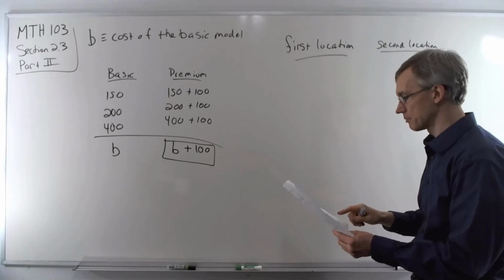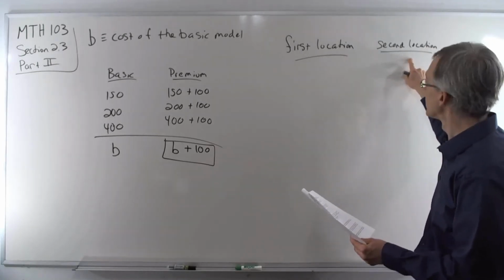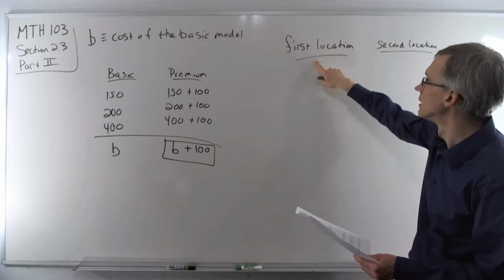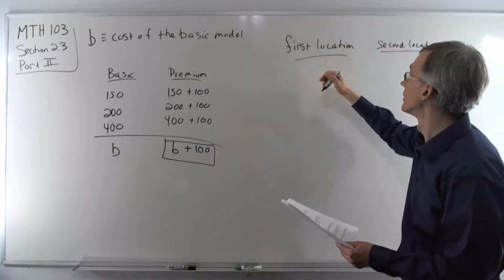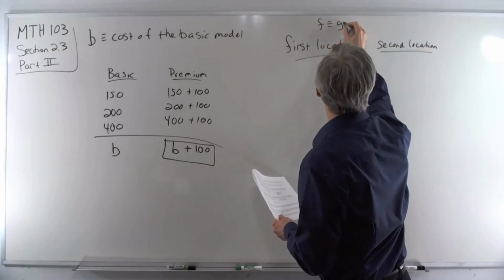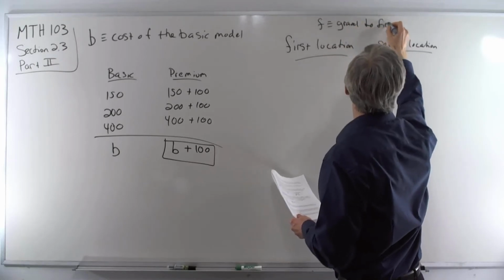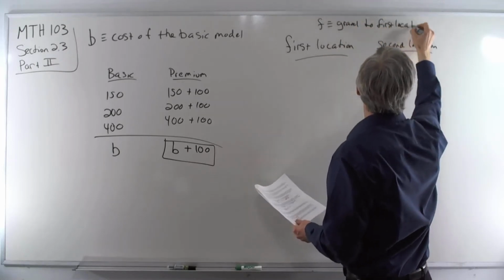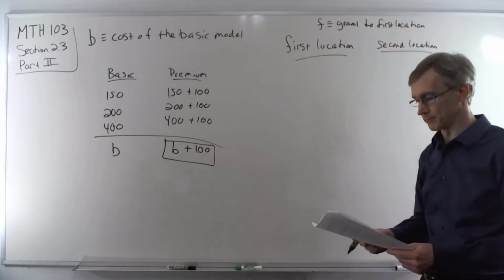All right, so we are going to express the amount of gravel delivered to the second location in terms of the first location. So this is the "in terms of" part, so we need a variable for this part. So I'm just going to call that F, gravel to first location. F for first. Easy to remember that way.